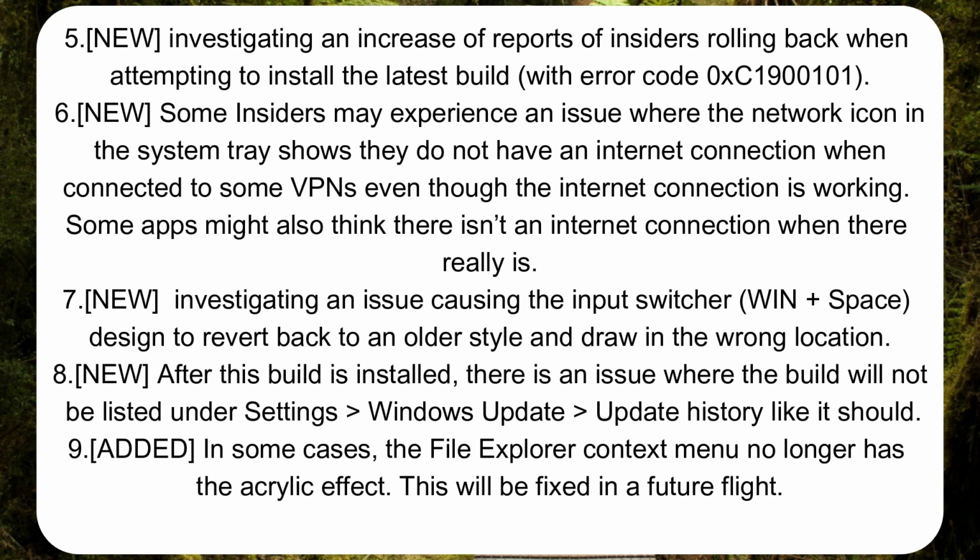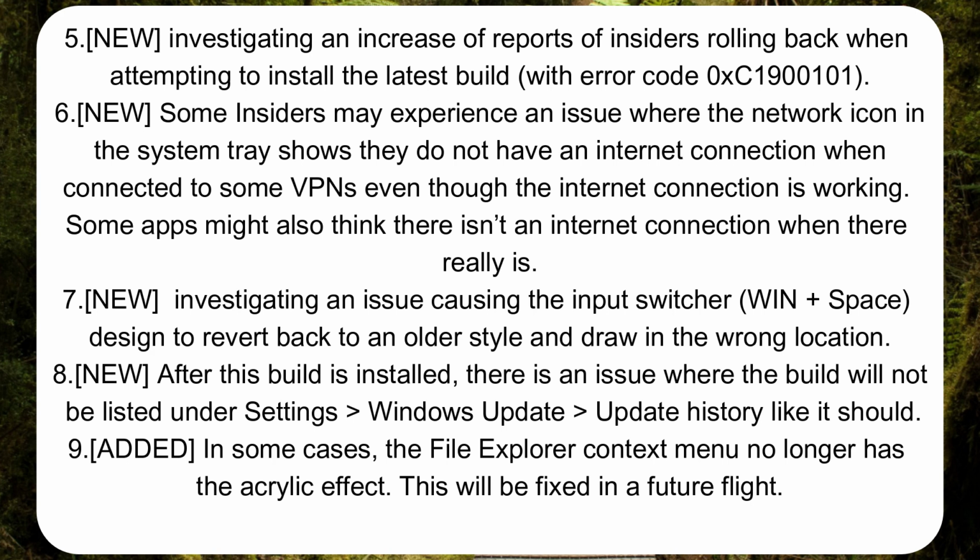6. New: some Insiders may experience an issue where the network icon in the system tray shows they do not have an internet connection when connected to some VPNs even though the internet connection is working. Some apps might also think there isn't an internet connection when there really is. 7. New: investigating an issue causing the input switcher, Win plus space, to revert back to an older style and draw in the wrong location.